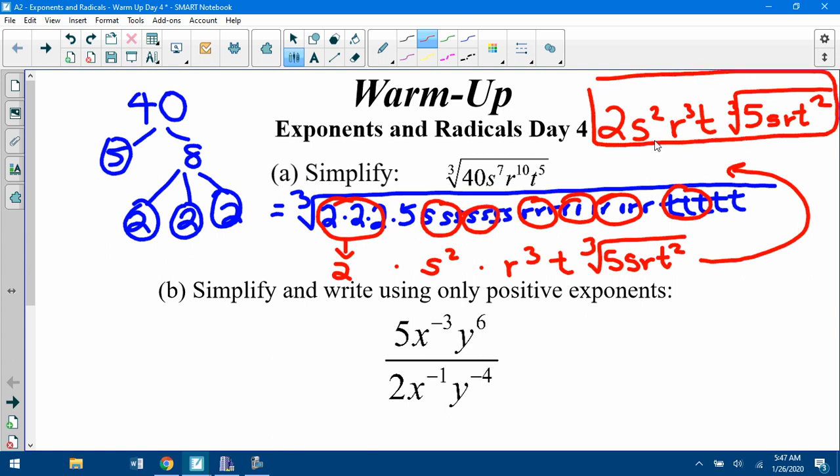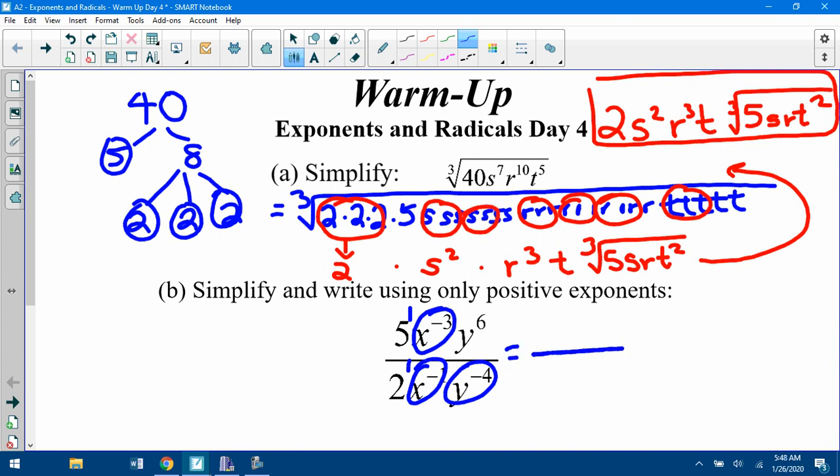All good? Great. All right, part B, simplify and write using only positive exponents. So this was from the first couple days. Is there anything that needs to be distributed? Nope. Anything to deal with negative exponents? Yup. And what are you going to circle? Hopefully you circled the x cubed and the x to the negative first and the y to the negative fourth, but not the 5 and the 2 because those both have exponents of 1 on them.